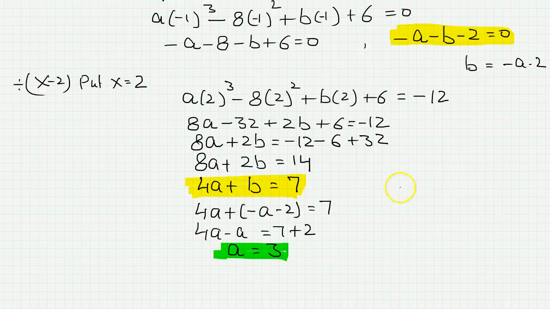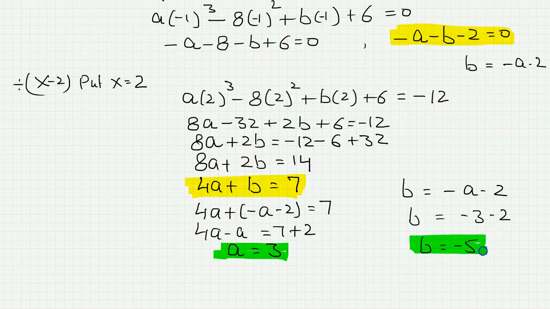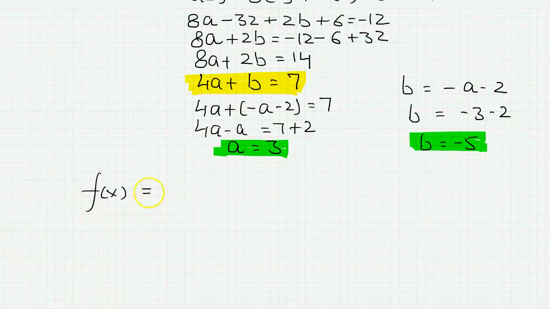Now if we know that b is equal to minus a minus 2, so b is equal to minus 3 minus 2. So b will be negative 5. So these are the values of a and b. So our equation is ax cubed minus 8x square plus bx plus 6. Now we have a is equal to 3 and b is equal to minus 5.